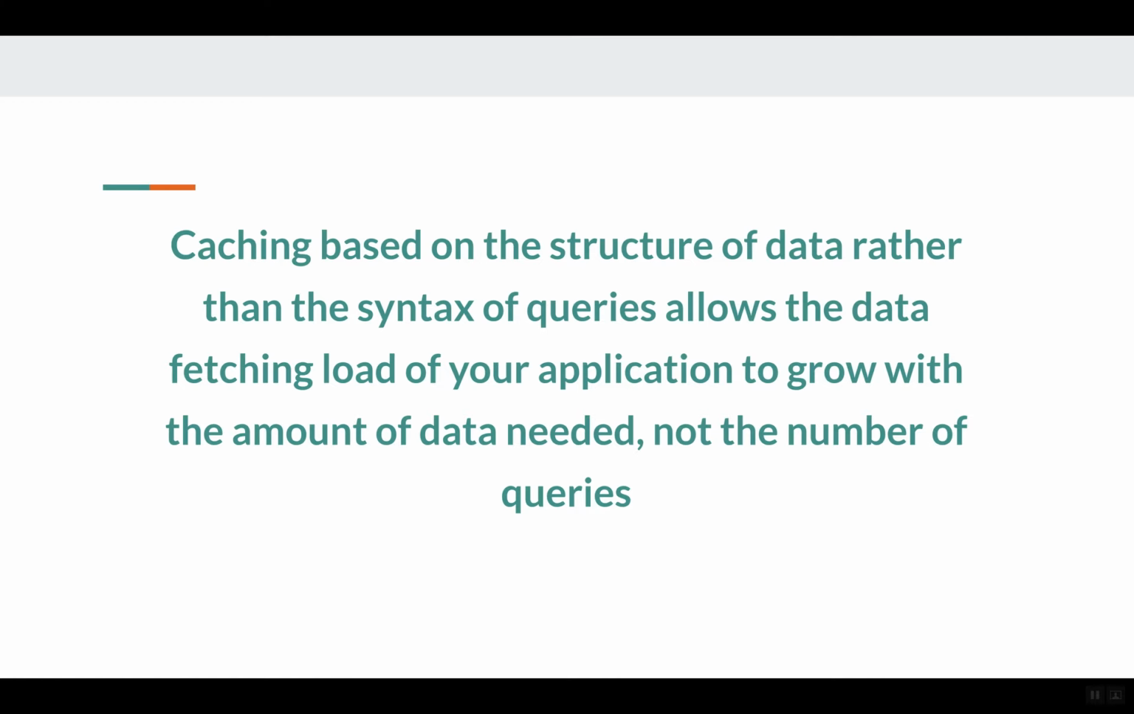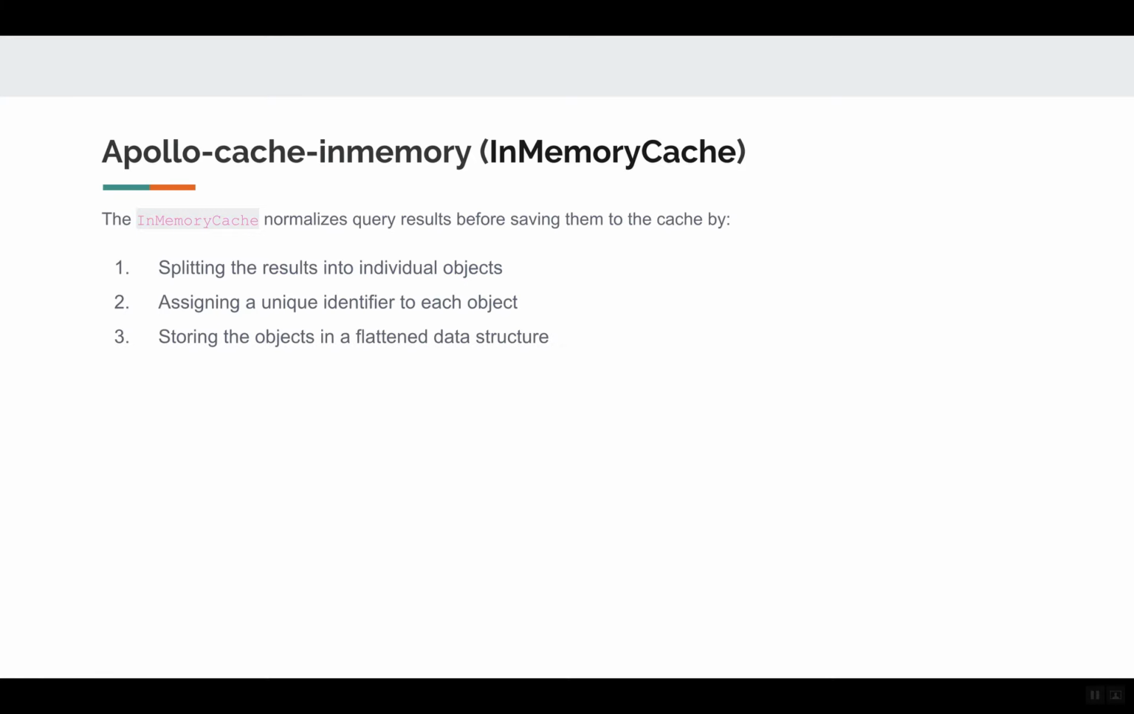So what we have seen is that we should cache the data based on the data information which is required, not the number of queries which are required in the system. So how can we achieve this in Apollo Client? There is a library called Apollo Cache InMemory. It normalizes the result coming from the server, destructures it, makes an individual object, attaches a unique identifier to it, flattens this information and stores it in itself.